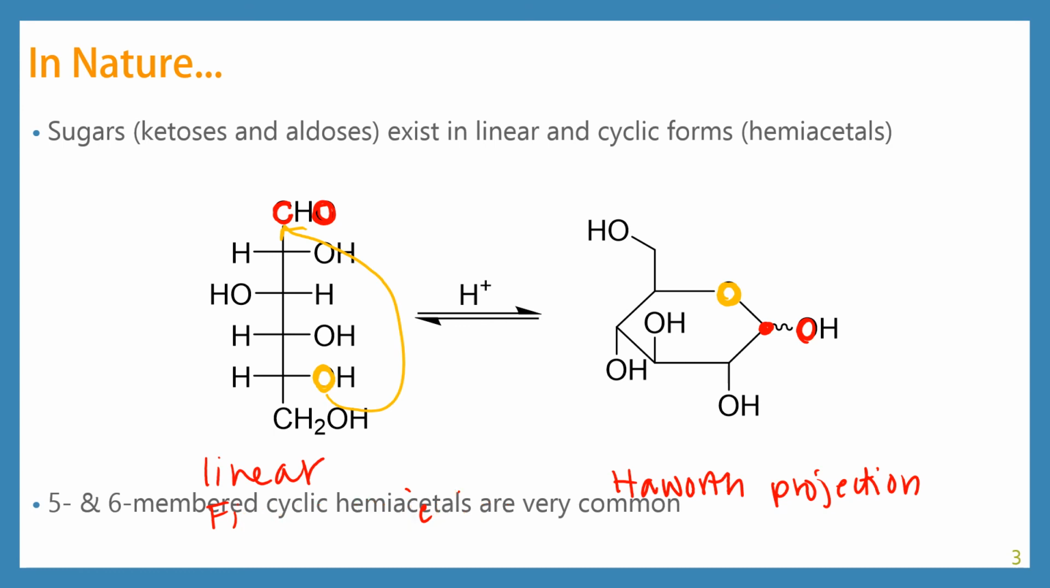Another thing that I want to remind you of is that 5 and 6 membered cyclic hemiacetals are very common because 5 and 6 membered rings are very stable and therefore very common in nature. But the cyclic hemiacetals are especially important because hemiacetals aren't particularly stable. Typically they form and then they either go on to the acetal or they go back to where they came from. But 5 and 6 membered cyclic hemiacetals are much more stable.